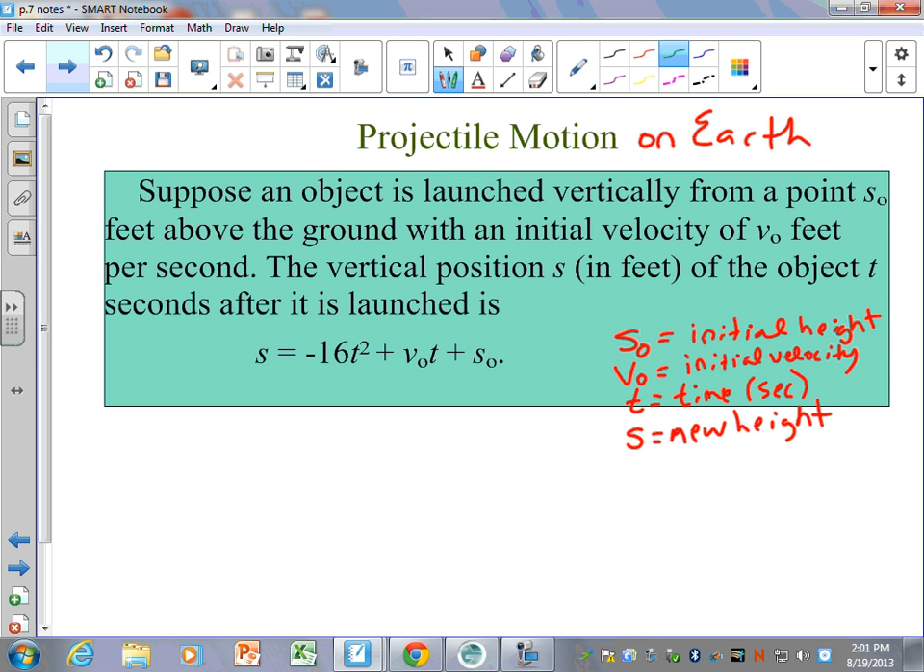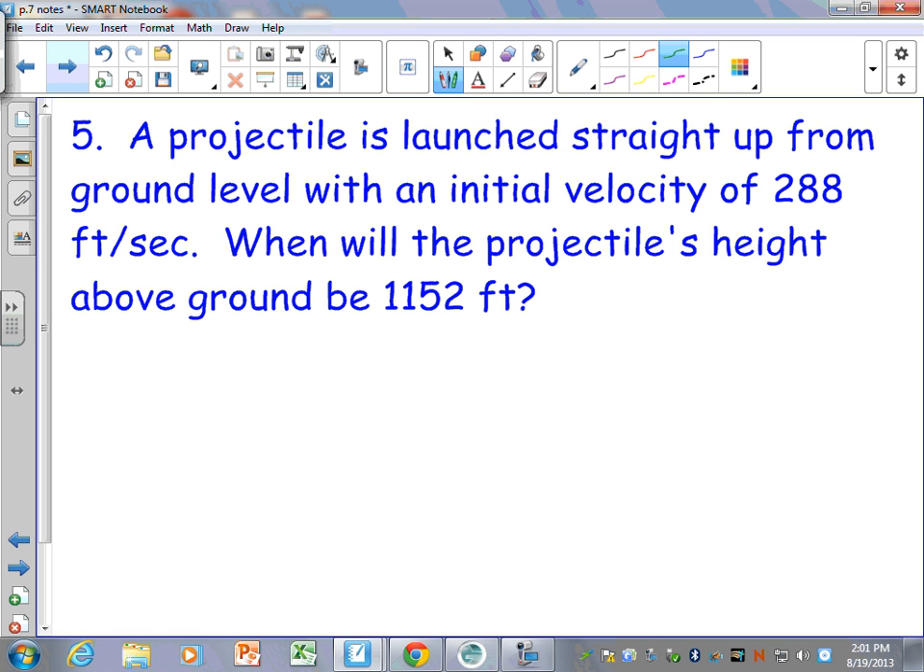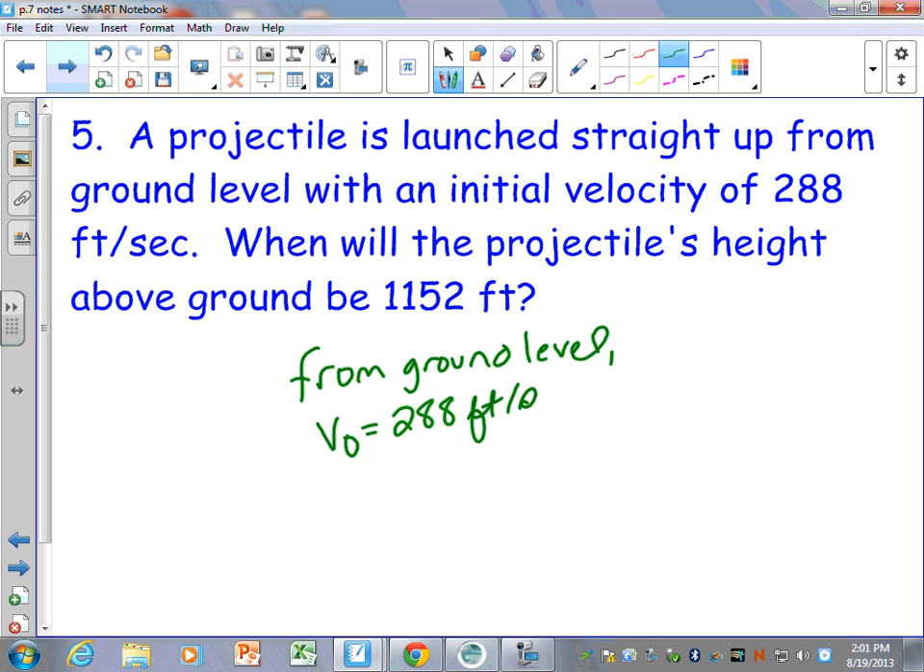So let's look at a problem that we can do with this, and this is my last one. So, everyone done writing this? Now that I'm on green, because I threw 2 markers. All right, you don't have to write all of this. A projectile is launched straight up from the ground level. So if you want to shorten this, if you're tired of writing, from ground level. Let's write the bare essentials here. Initial velocity of 288 feet per second. So I'm just going to write that as v sub 0 equals 288 feet per second. And then I think you need to write that last sentence. When will the projectile's height above ground be 1,152 feet? Other stuff we can shorten, but you need to write what we're trying to find.